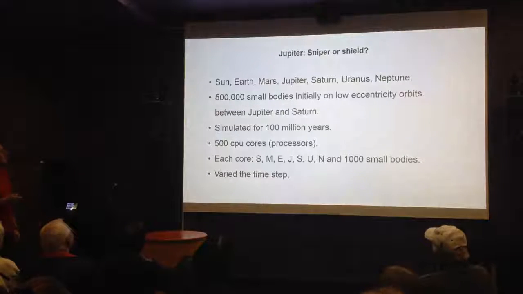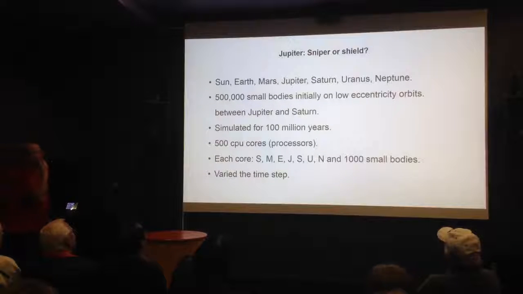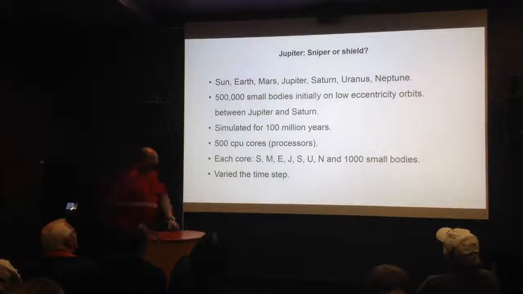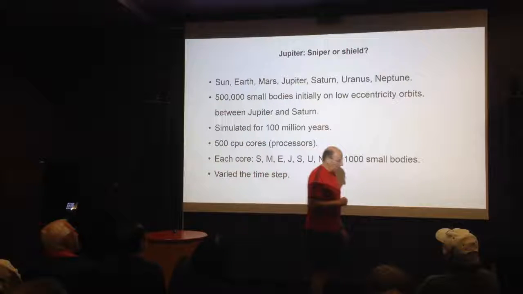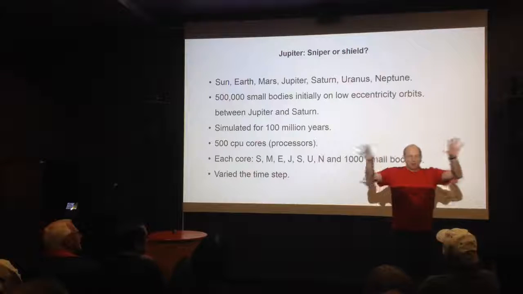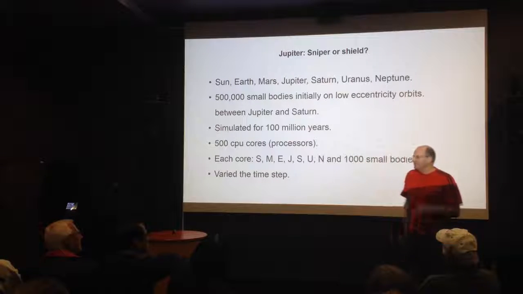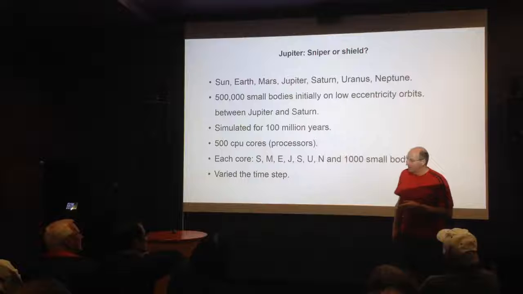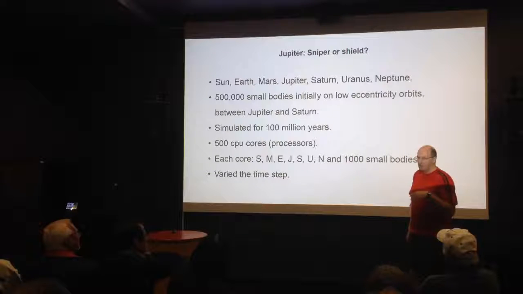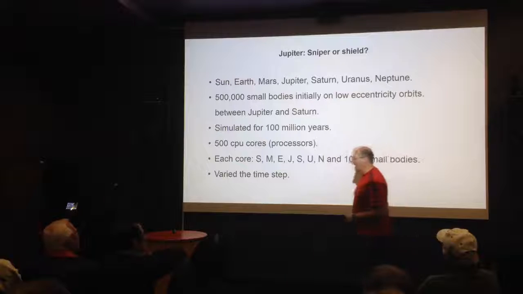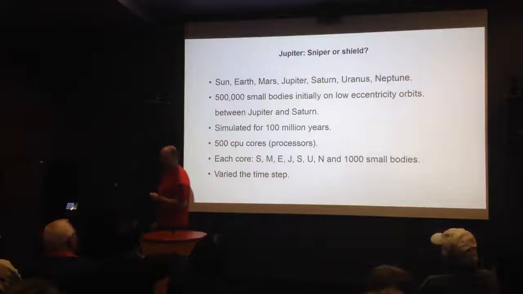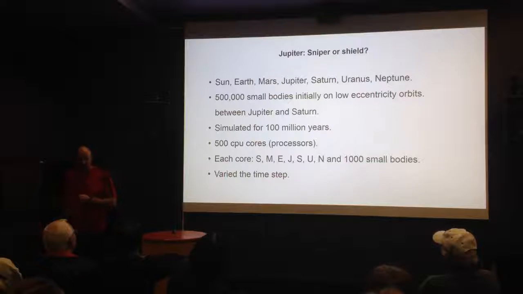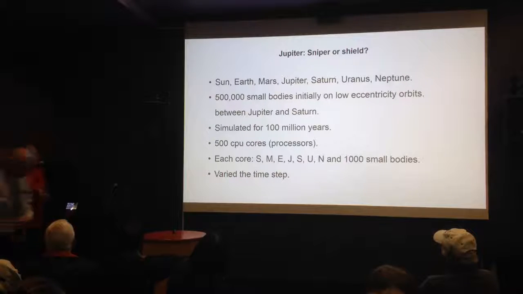Okay, so the first simulation I want to look at is whether Jupiter is a sniper or a shield. By that I mean, if you have small bodies outside Jupiter, does Jupiter shield the Earth from all these bodies? And that was the old thinking. Or does it act as a sniper? It funnels the asteroids in and takes pot shots at the sun. So that's what we looked at in the simulation. And other people have done this as well.